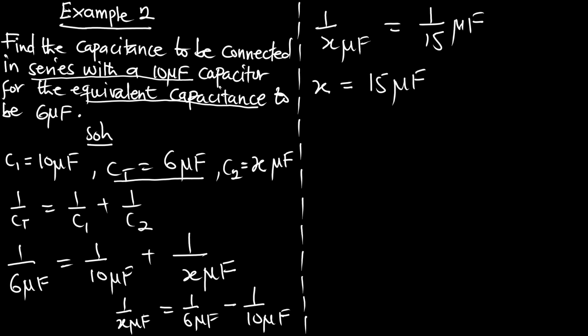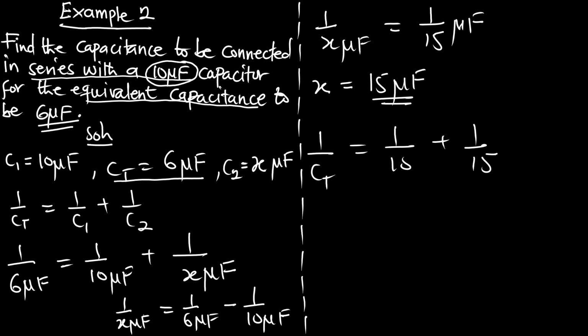Are we okay? So the capacitor to be connected in series with the 10 microfarad capacitor to give us an equivalent of 6 microfarad is 15 microfarad. So if you punch 1 on CT equal to 1 on 10 plus 1 on 15, then your CT should give you what? 6 microfarad, if they are all in microfarad.